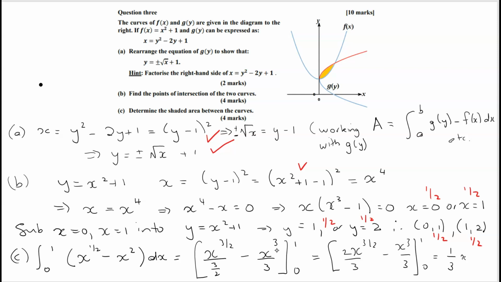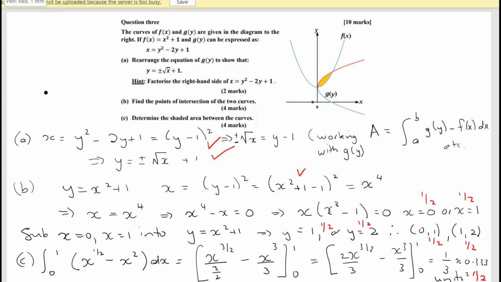and you should get the answer of a third, or 0.333 units squared. Don't forget, you need to put in that unit. That's worth half a mark to put in the fact that it's units squared. So you're going to get 1 for figuring out that you need to do the subtraction.